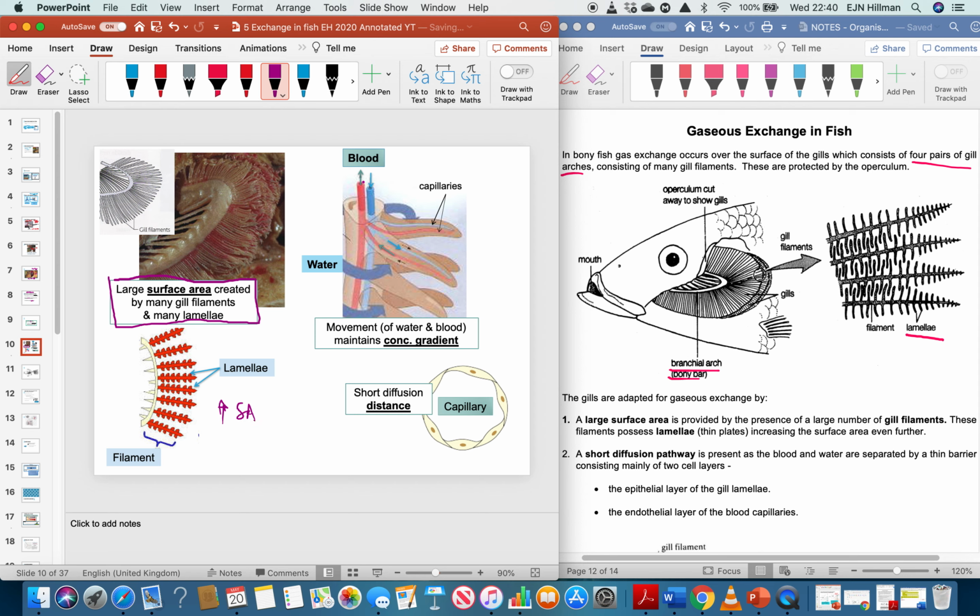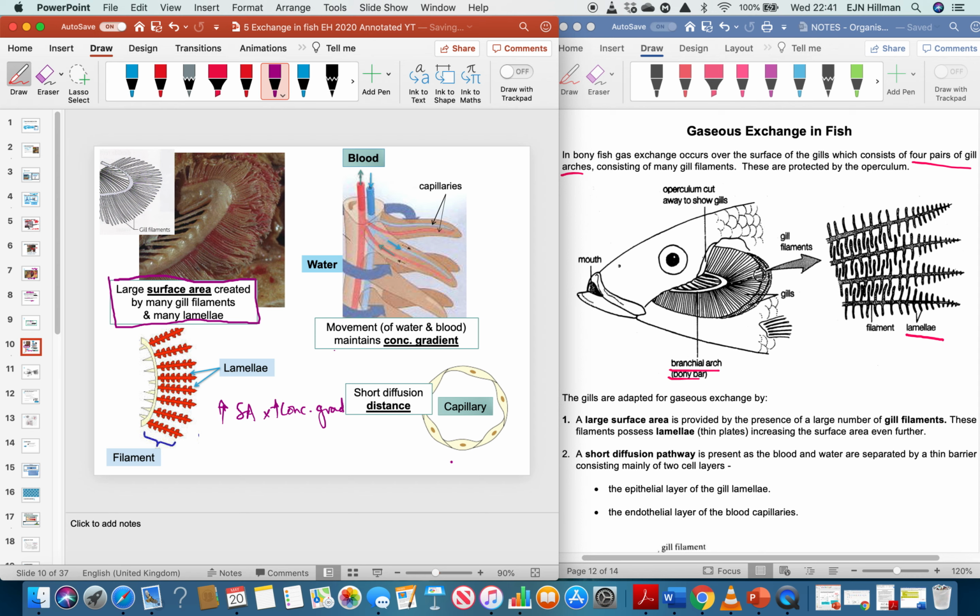Now, the movement of the blood over the gill filament means that oxygenated blood is taken away from the gill and replaced by blood with a lower concentration of oxygen. This is this idea of maintaining a concentration gradient of oxygen. So the surface area and the concentration gradient have been increased. Can you see where we're going with this?